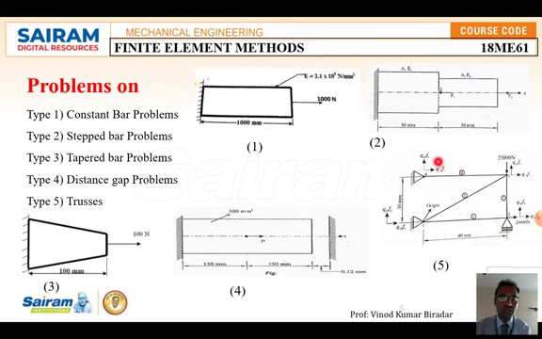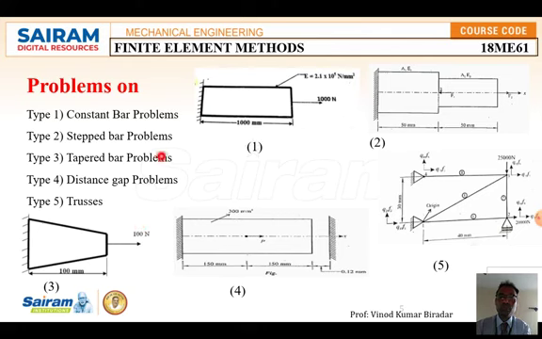So these are the 5 different types of problems you are going to solve. There are 2 methods of handling boundary conditions, one is the elimination method and the other is the penalty method. Both methods we are going to use to solve all these 5 types of problems. And you have a lab, the computer aided modeling analysis lab. These are the part A experiments.